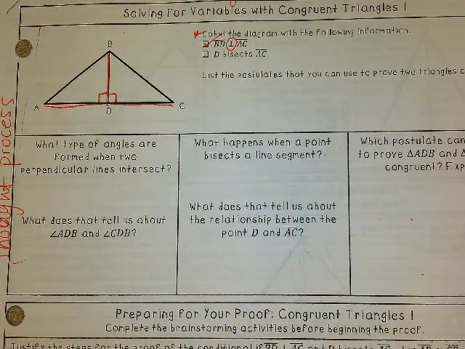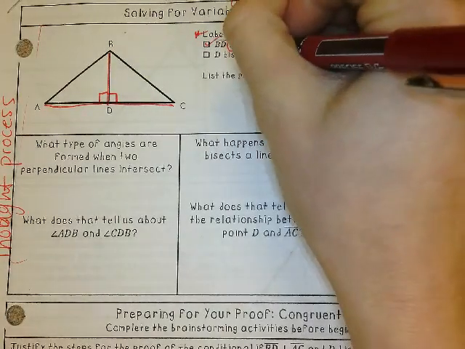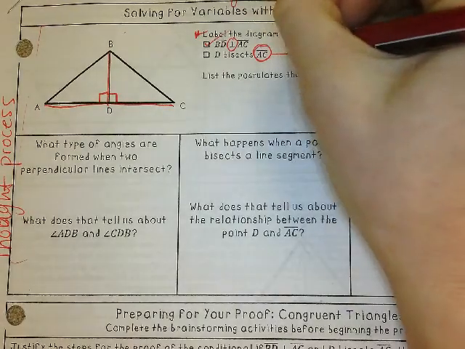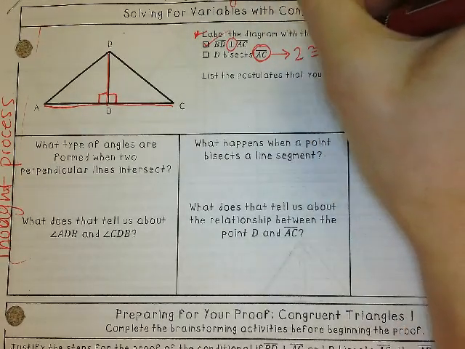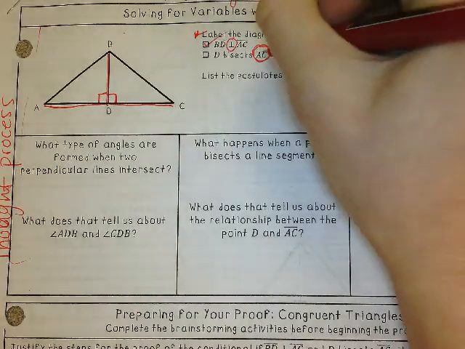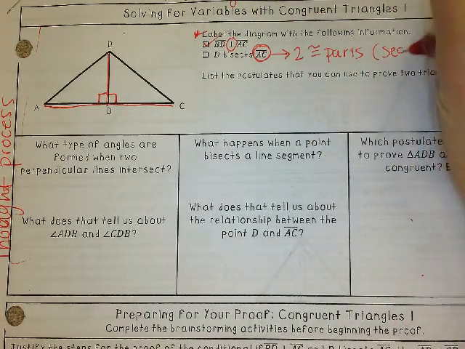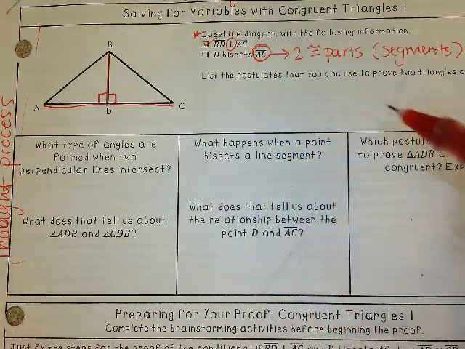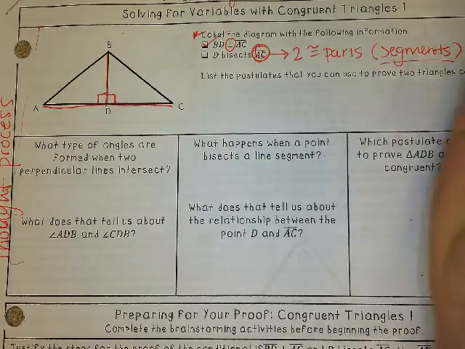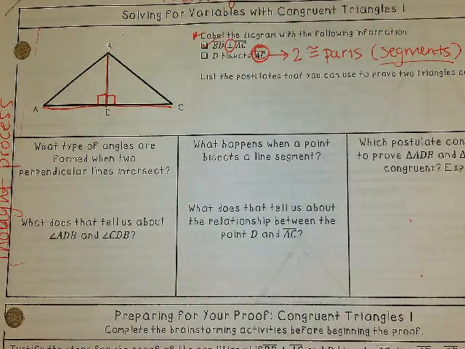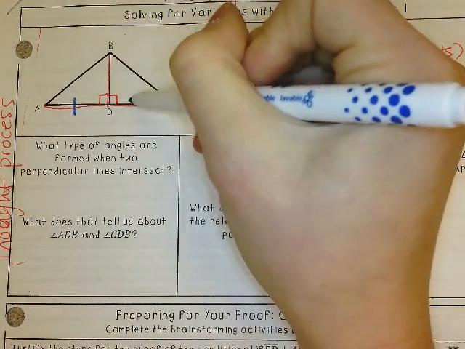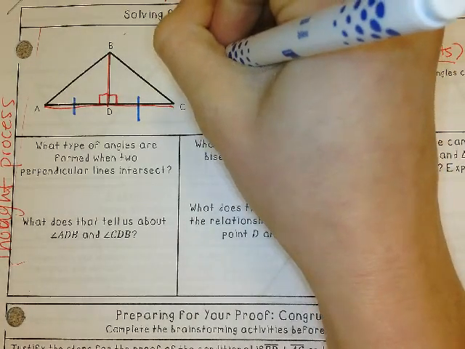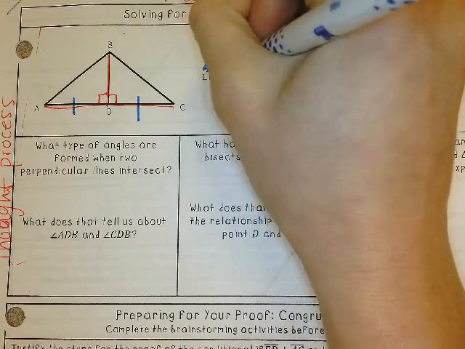All right, D bisects AC. So remember, AC is what's being cut in half. When you cut something in half, you get two congruent parts. If it's a segment, those two parts are segments. When you're cutting an angle in half, those two parts would be angles, but we're cutting a segment in half, so we get two congruent segments. Okay, so then make sure you mark that. So AD is congruent to DC. From this information, I get AD is congruent to DC.